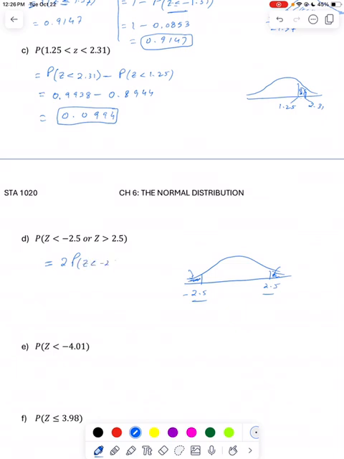So why am I not using this one? Because in order to use that, remember we have to look up the area to the left, or the opposite of 2.5, which is negative 2.5. So this is what we are getting. So 2 times. Now for this one, we can expect it will be a very small area, 0.048. So when multiplied by 2, you end up getting 0.096.